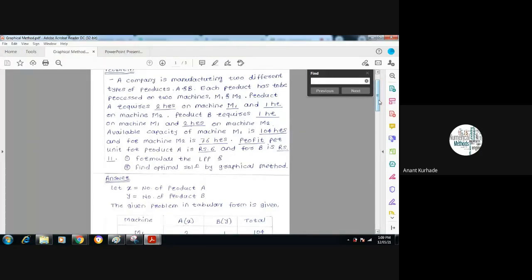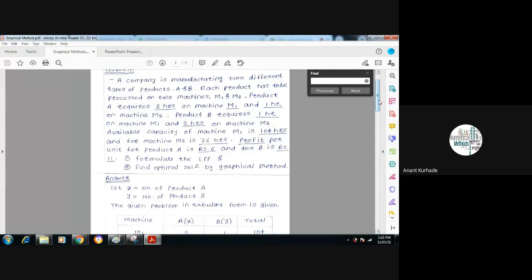Again it is given, each product has to be processed on two machines M1 and M2. So up to this, what you can understand is a company is manufacturing two products, product A and product B, and each type of product has to be processed on two different machines M1 and M2. Now what is given: product A requires 2 hours on machine M1 and 1 hour on machine M2.